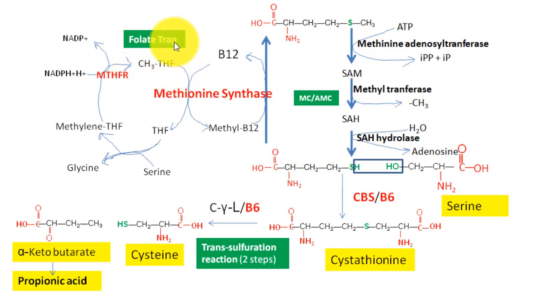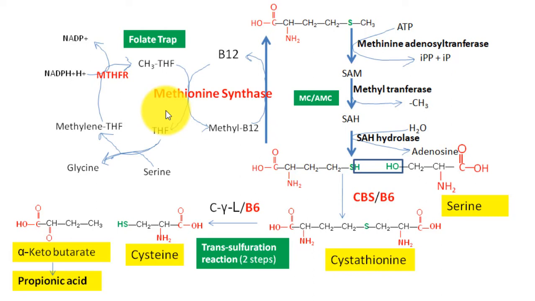Because of this folate trap, in vitamin B12 deficiency, megaloblastic anemia is there because of this folate trap only. So if we have to answer the question, what is the cause of megaloblastic anemia in vitamin B12 deficiency? The answer is folate trap.